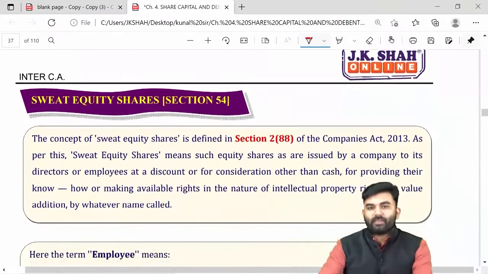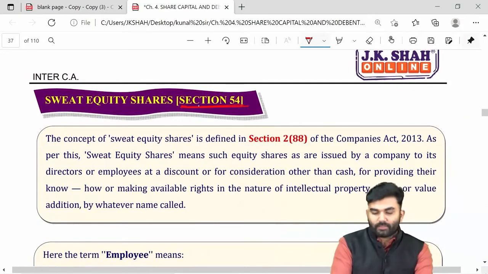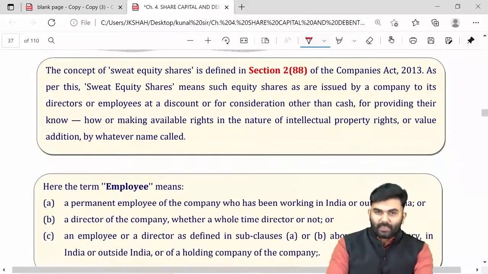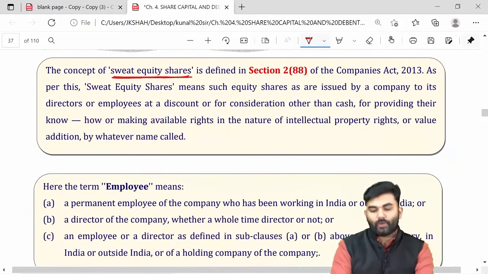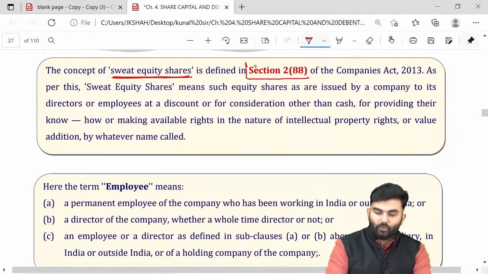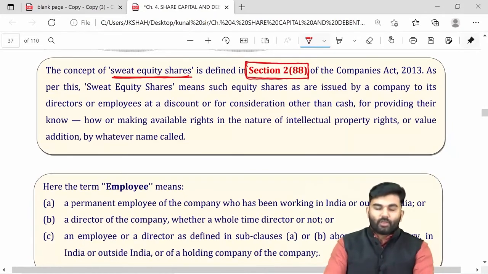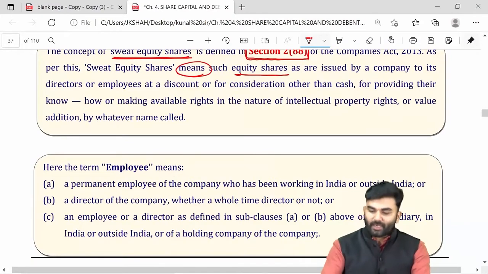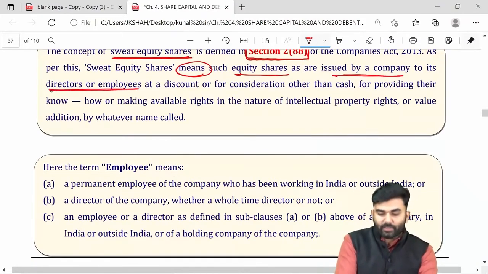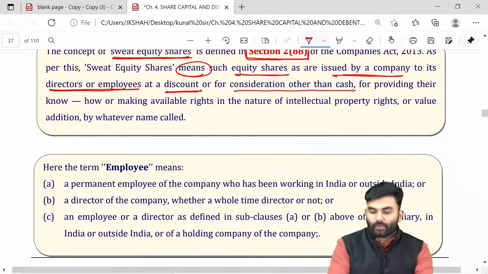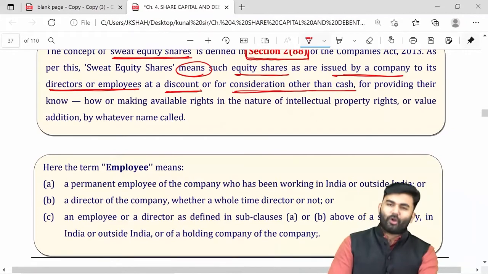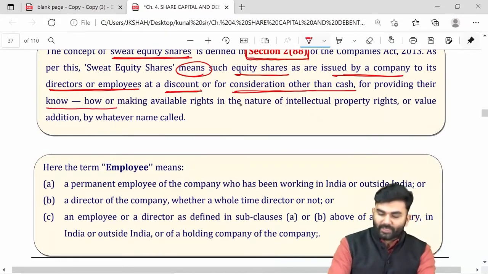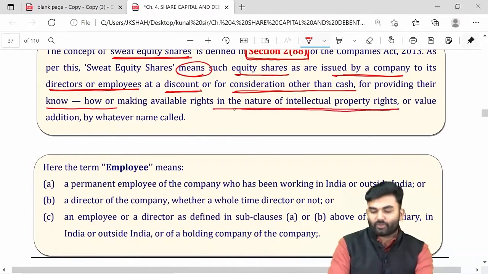The next provision is section 54, which deals with sweat equity shares. The concept of sweat equity shares is given under section 2, clause 88 of the Companies Act 2013. Sweat equity shares means equity shares which are issued by the company either to its directors or employees, either at a discount or for a consideration other than cash. The employee or the director must have provided their knowledge or their rights in the IPR, that is intellectual property rights.